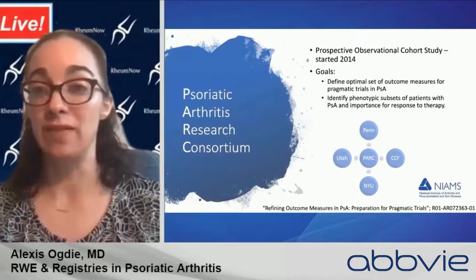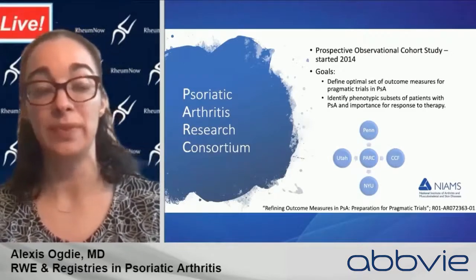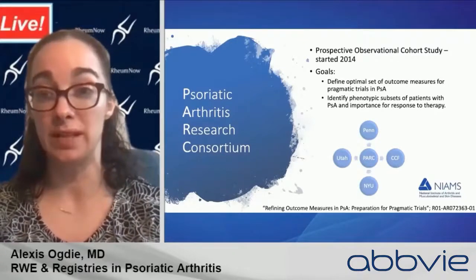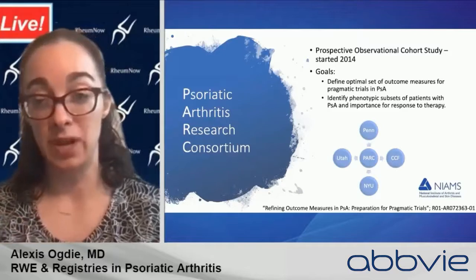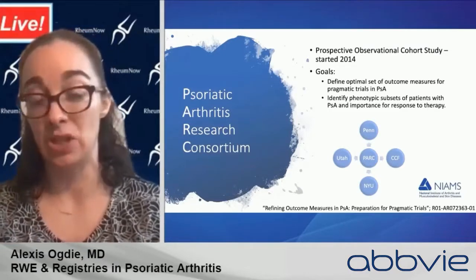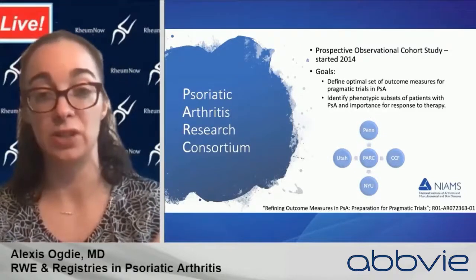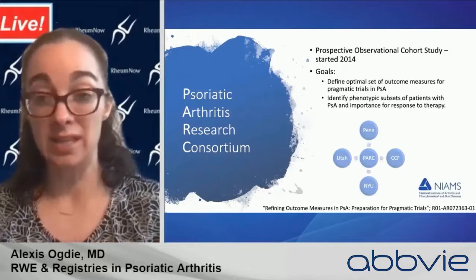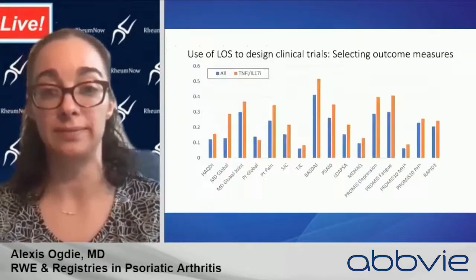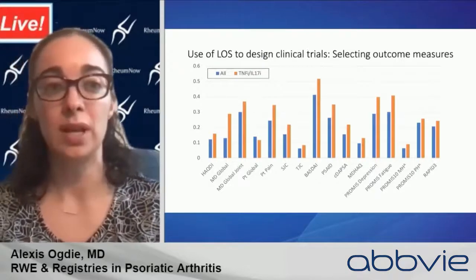Additionally, we wanted to understand phenotypic subsets of patients with PsA and the importance for response to therapy. So this is really the ideal type of data set to get phenotypic subsets, because we're phenotyping patients on patient-reported outcomes, but also a deeply phenotyped physical examination about their psoriasis and disease manifestations and the severity of those manifestations. These are a lot of work. These are work for the patients and for the providers involved. So this is one example of how this might be used.